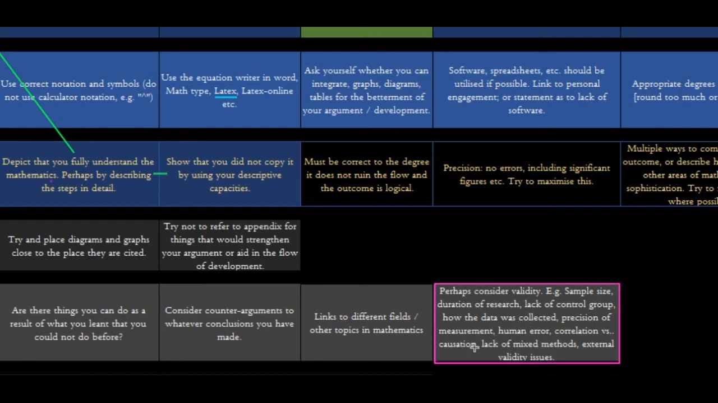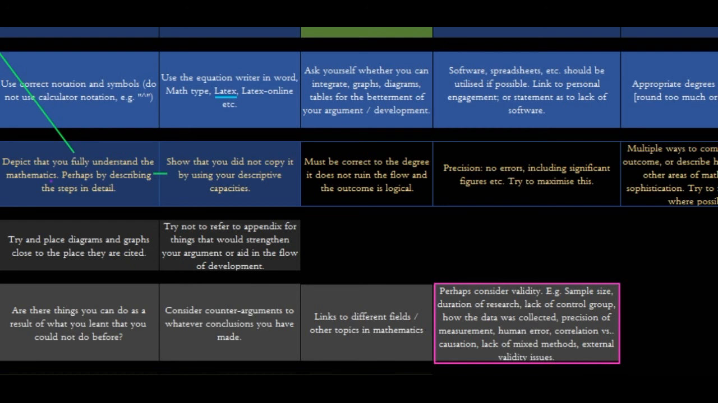Correlation versus causation. Is there a claim that is too far towards the idea that it's causation rather than just correlation? Lack of mixed methods. Are you making a claim because of the data you have, wherein actually you then need to go about interviewing or speaking to people to suggest it's true? Be careful of any claims you make that are based on mathematics. There is perhaps more correlation. And external validity issues.